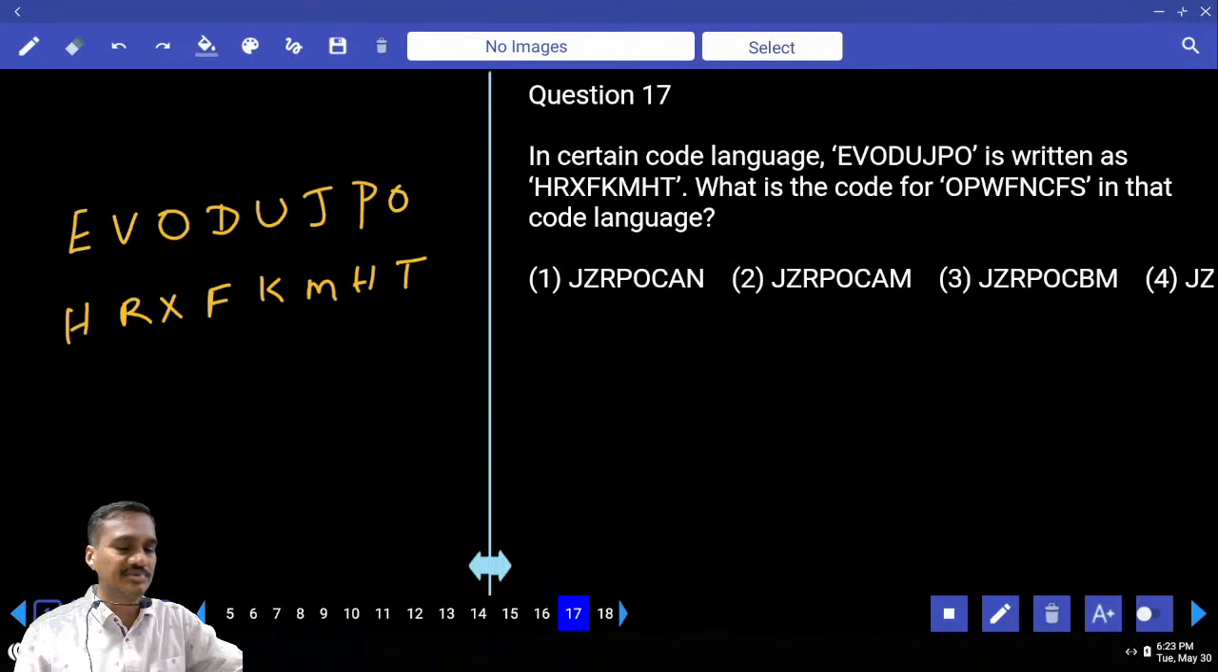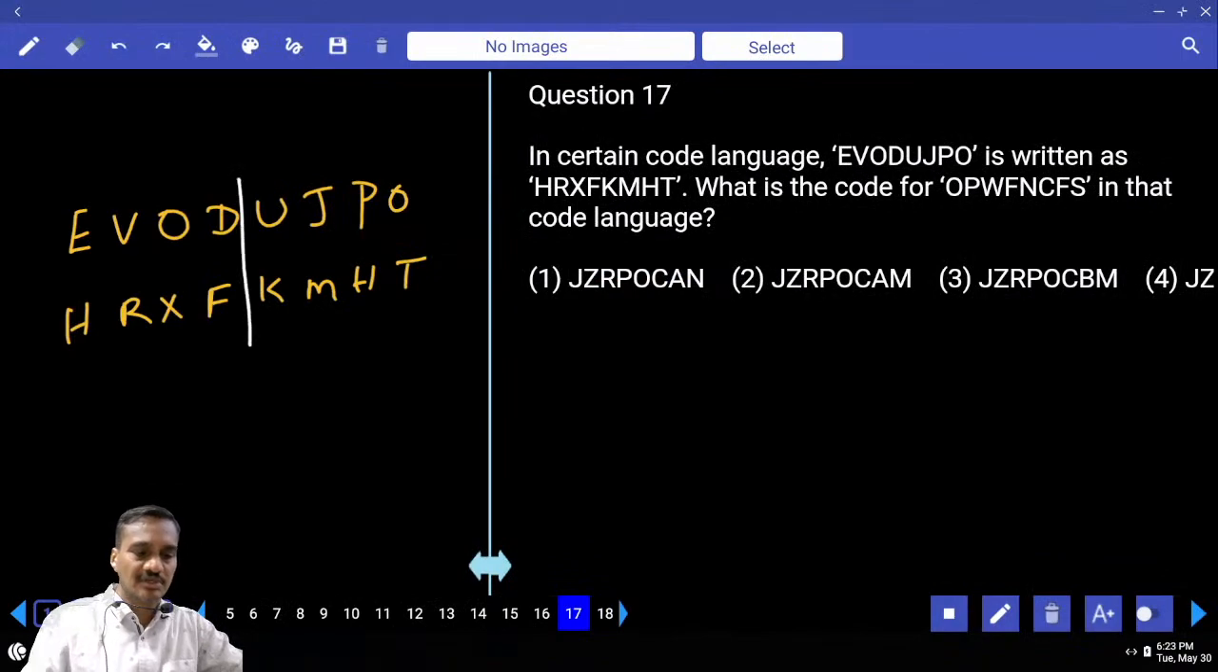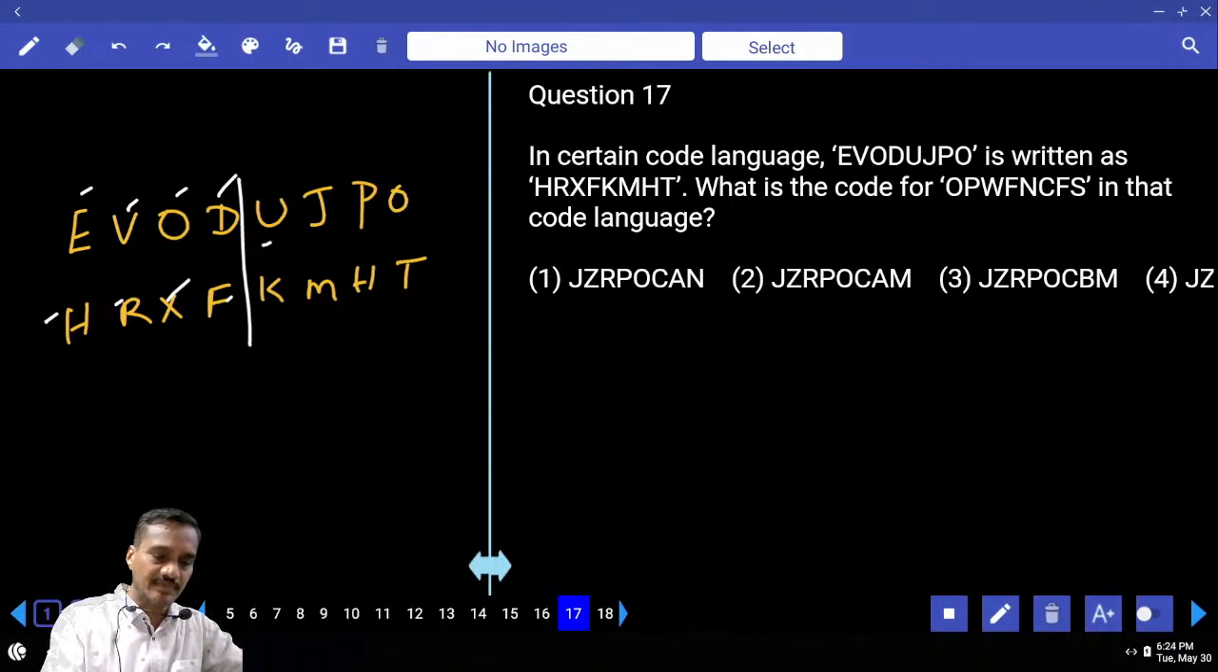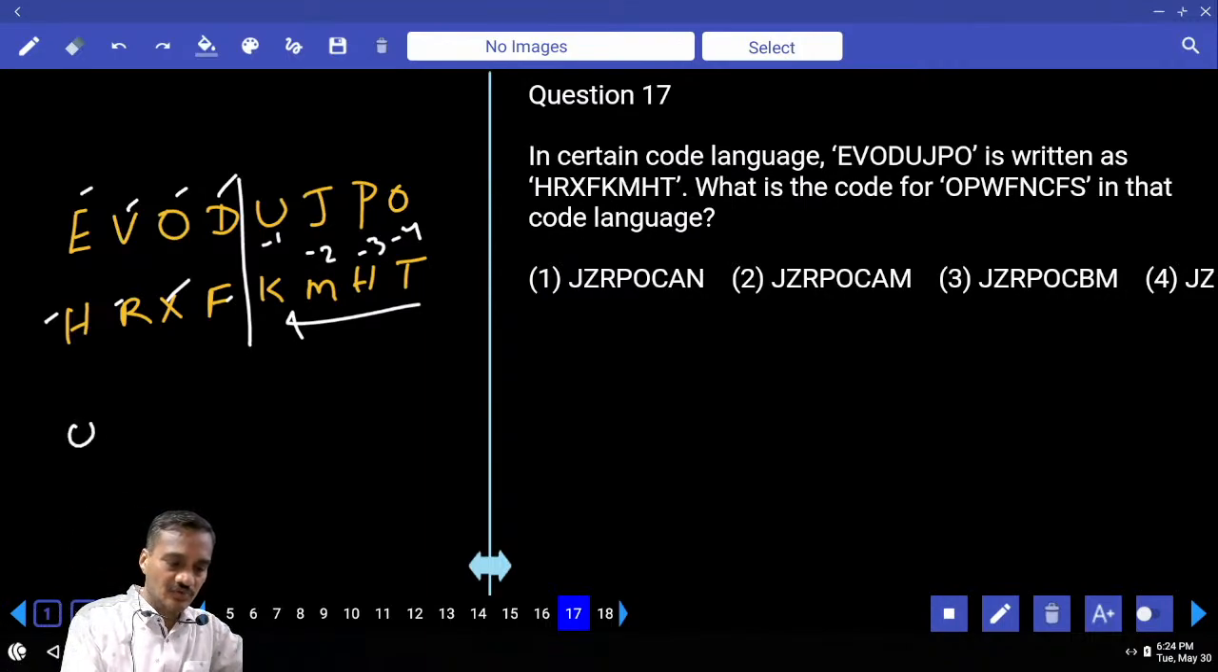Now here in this one, the word is divided into 2 equal halves. Then they were divided here, D and E. D plus 4 gives H, O plus 3 gives R, and V plus 2, and plus 1. Plus 1, plus 2, plus 3, plus 4 in the reverse. And here again, minus 1, minus 2, minus 3, minus 4 in the reverse. And in the same way, then what is the code for OPWF?